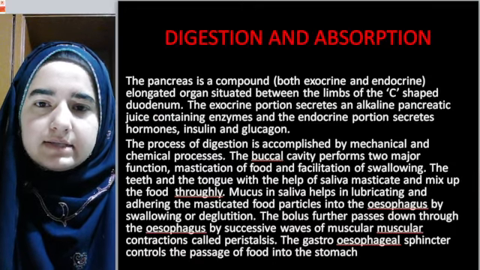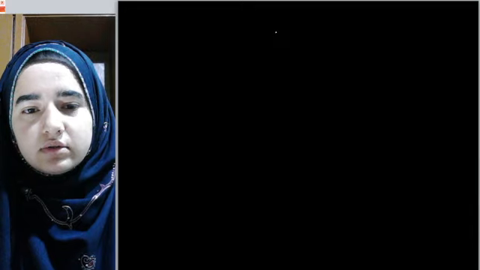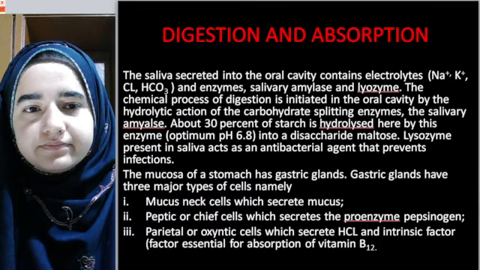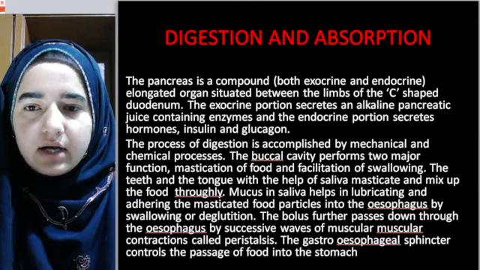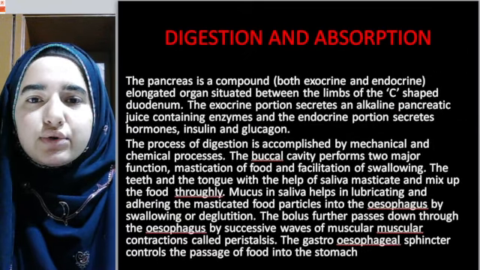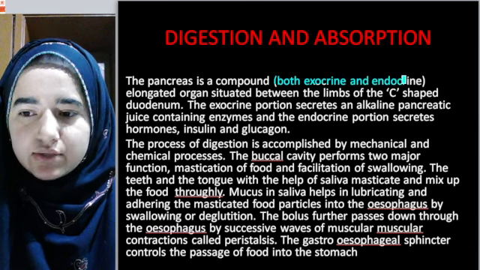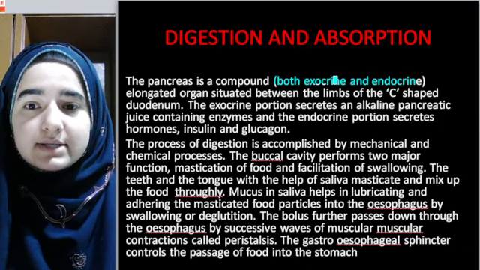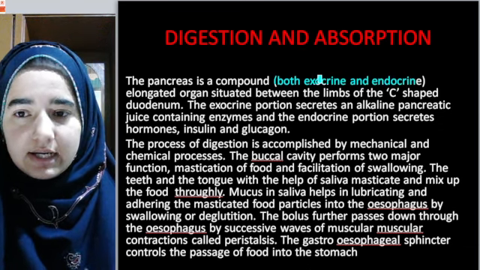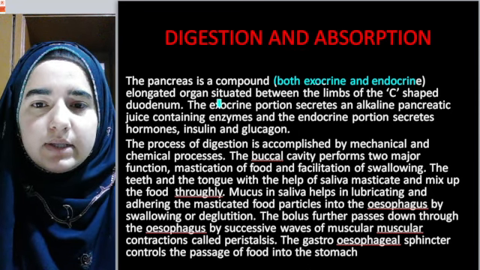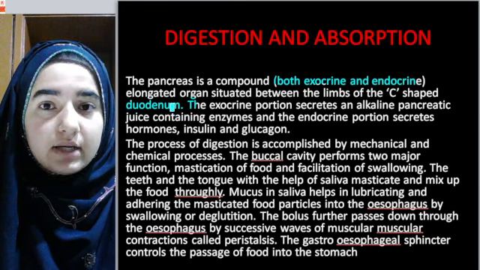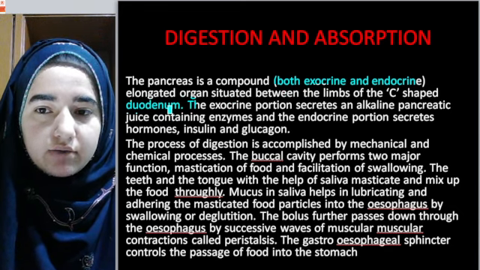Okay, done with liver. Now we will come back to pancreas. Pancreas is a mixocrine gland, which means it's both an exocrine and an endocrine gland. It is a heterocrine gland, and it's situated next to the duodenum. Duodenum is the first part of the small intestine.